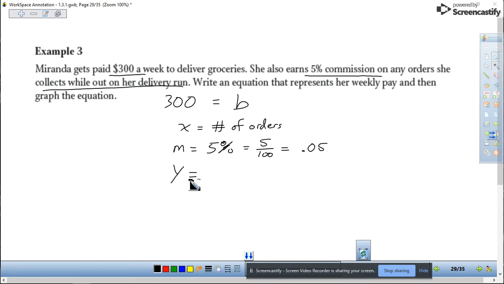Okay? And then the Y part of this, again, we're doing Y equals MX plus B. The Y part of this is going to be her total pay, right? Her weekly pay. So when we set that up and clean it up, we got Y equals 0.05x plus 300. Okay? Now let's look at how we would graph that.